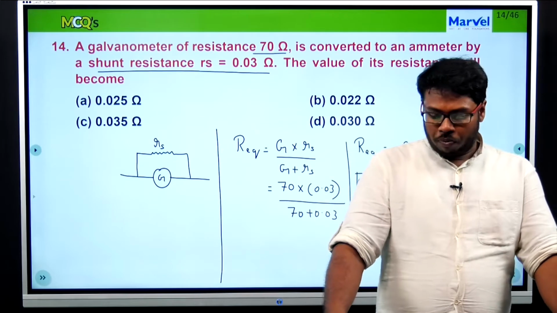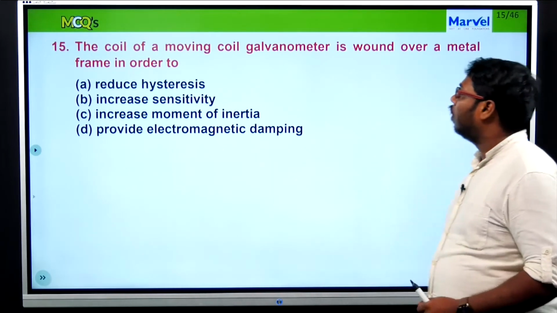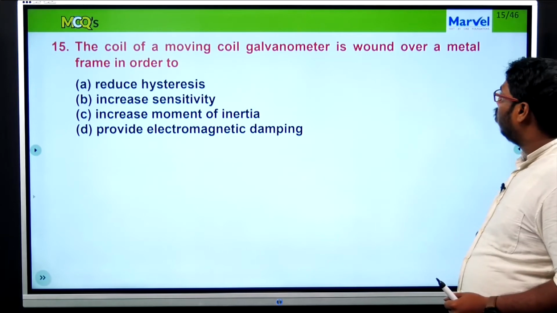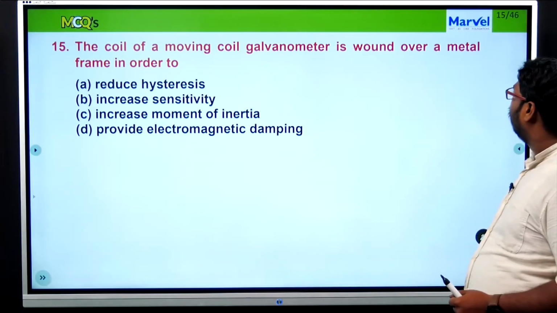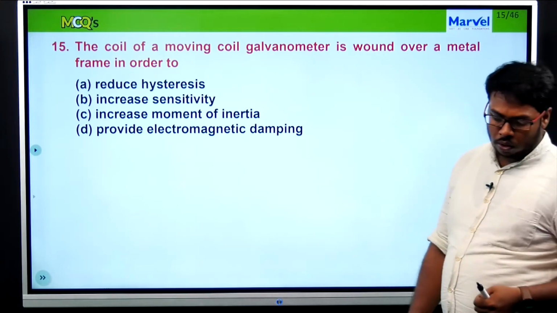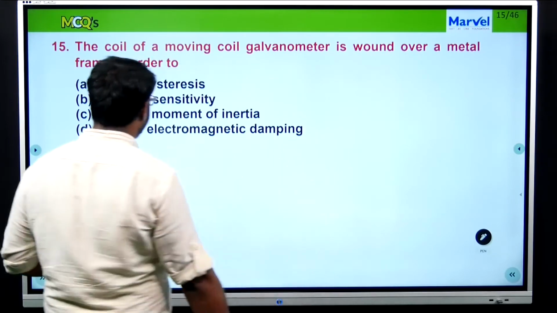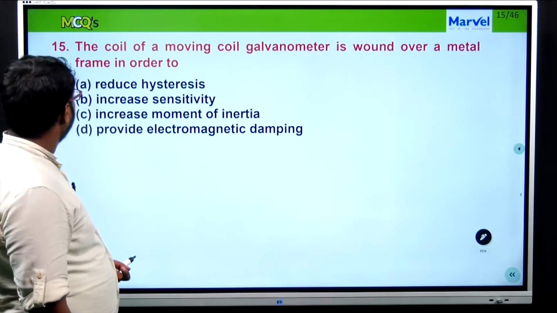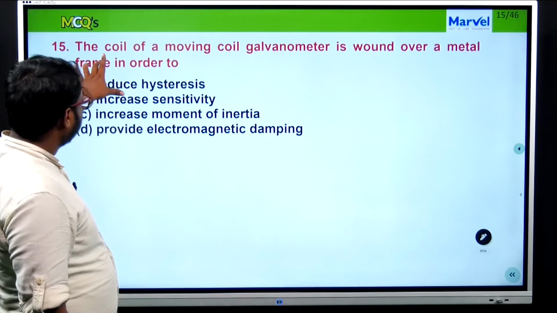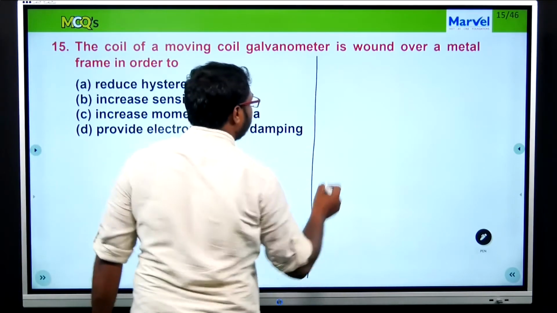So now we move to the next question, which is: a moving coil galvanometer is wound over a metal frame in order to... So why do we wind it over a metal frame? See, first you have to know what the moving coil galvanometer is.